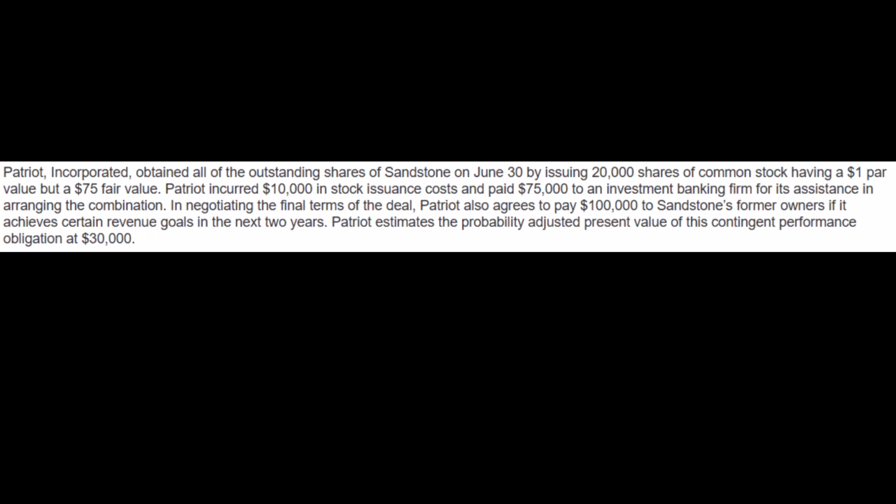Okay, next, let's address the transaction costs, which are covered in Parts B and C. This is an area where students often make mistakes, so let's make this very clear. The problem mentions two distinct costs, the $10,000 in stock issuance costs and the $75,000 fee paid to the investment bank. Under acquisition accounting, you must treat these two types of costs completely differently. They go down two separate paths.